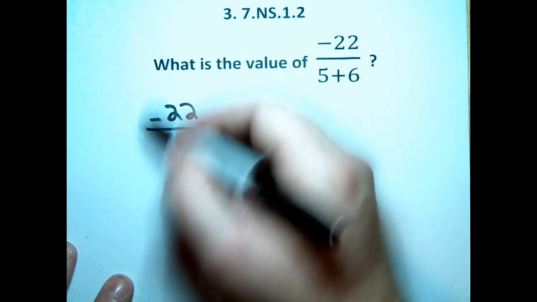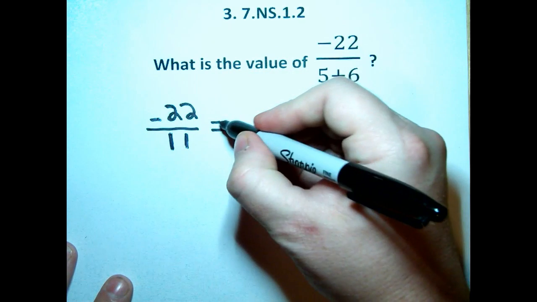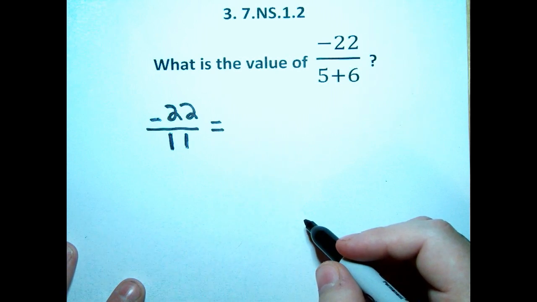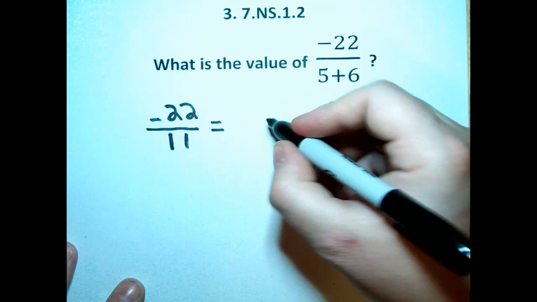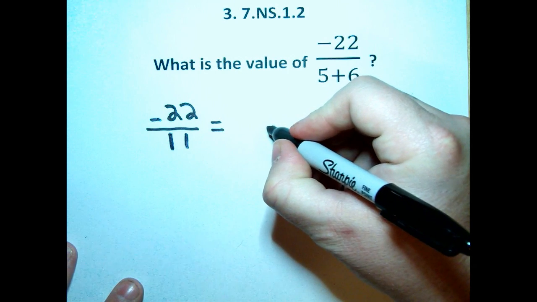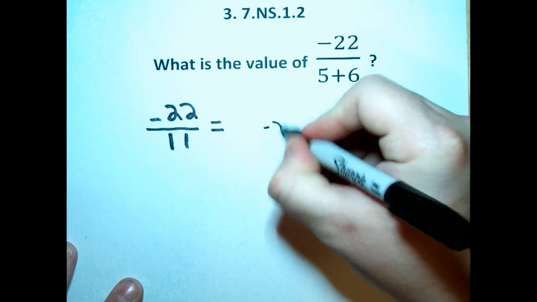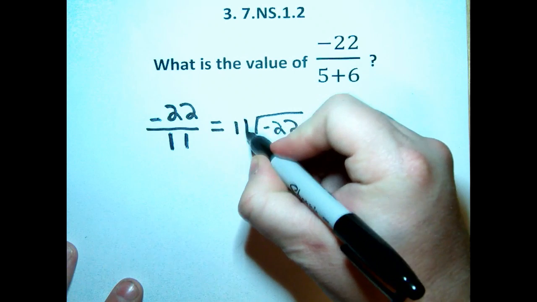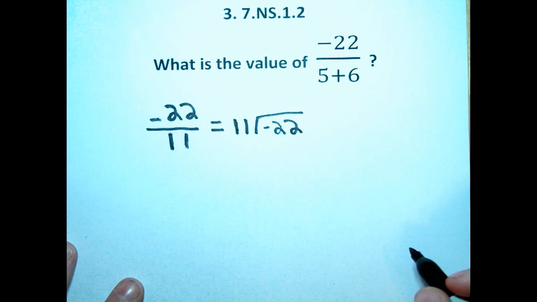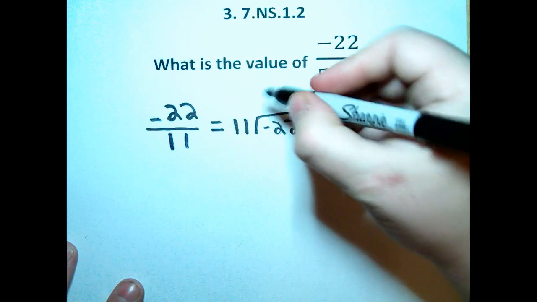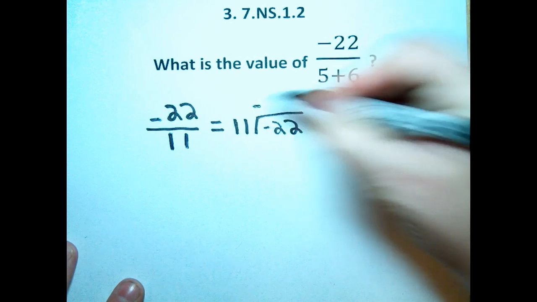So what I would do is set this up as a long division problem. Okay, and we know that top dog goes in the house. So in the house we're going to have a negative 22, and outside of the house we're going to have an 11. Now me, I always worry about my signs first. That way I don't forget about them and I don't get them wrong. So if I have a positive and a negative, I know whatever my answer is going to be, my rule states that it has to be negative.